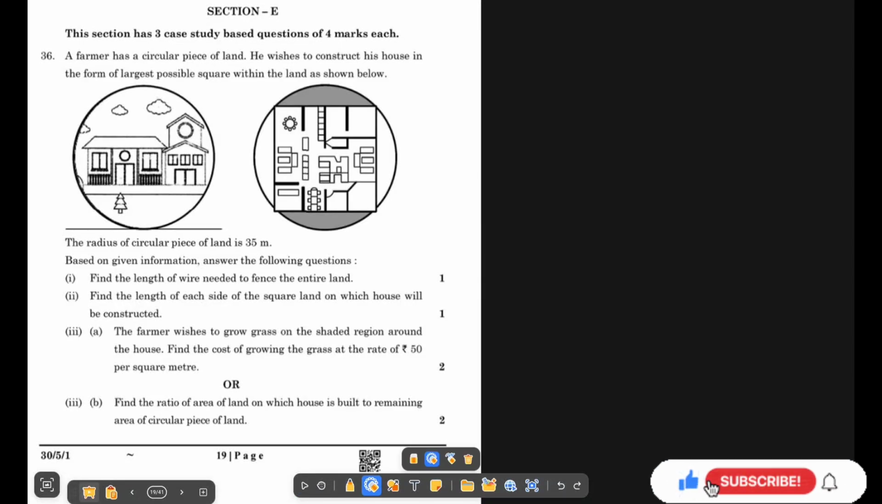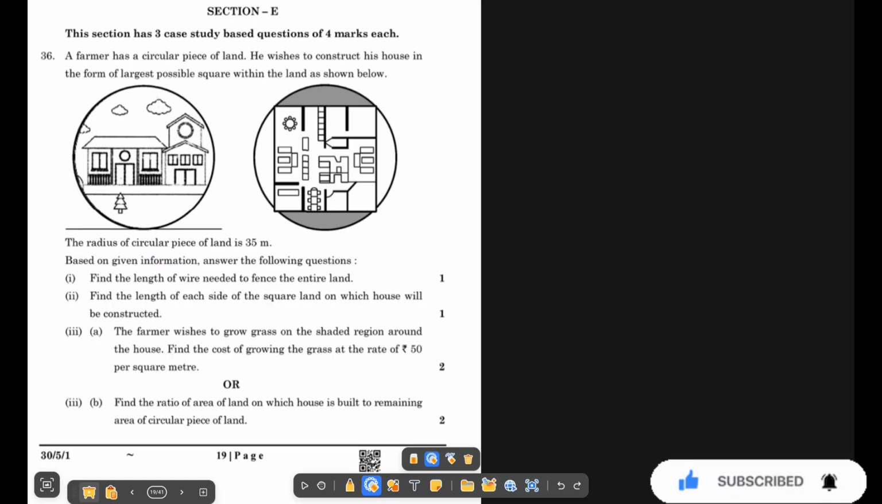The 36th question is, a farmer has circular land. He wishes to construct his house in the form of the largest possible square within the land as shown in the figure. So this is the farmer's land and he wanted to construct a house in the shape of a square. Now the radius of the circular piece of land is given as 35 meters. So here the questions are given.